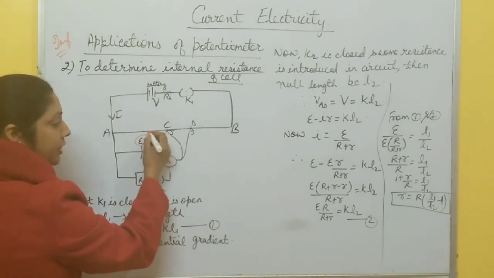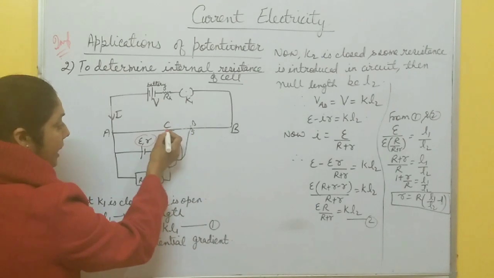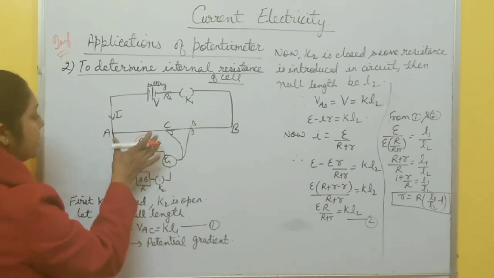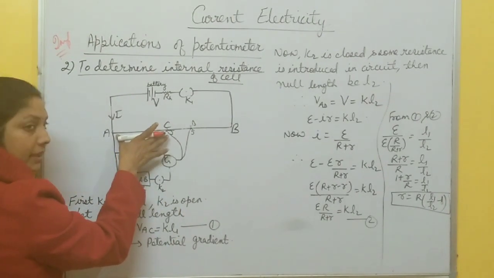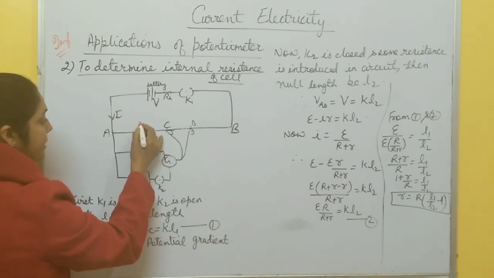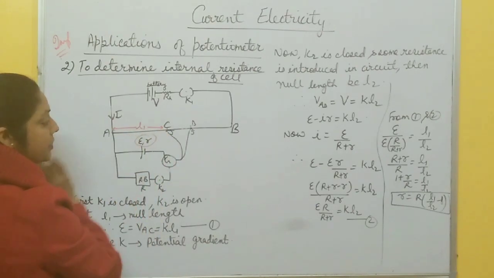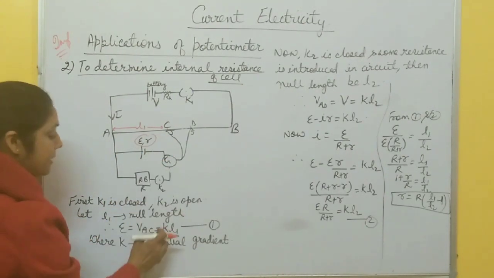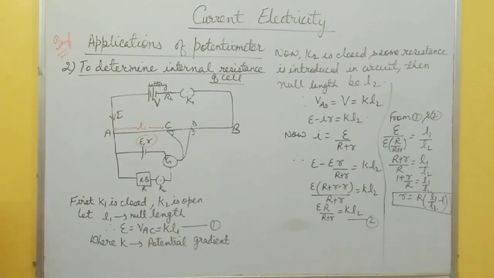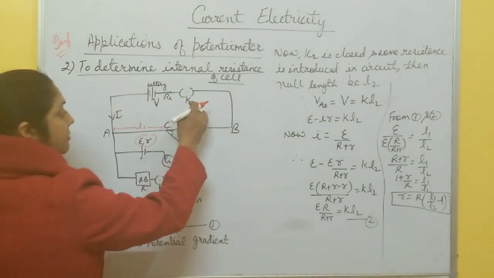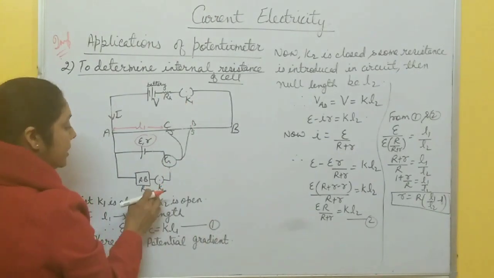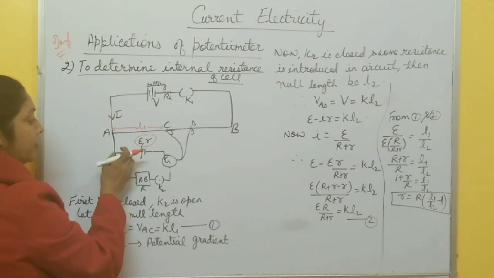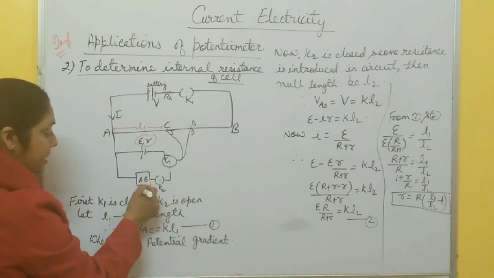Now move the jockey over this potentiometer wire, and let us suppose that at point C the galvanometer shows no deflection. Let us suppose this length AC is L1, where the galvanometer shows no deflection. So the potential difference across AC is nothing but the EMF of this cell, and this is equal to KL1, equation number 1. Now another time, K1 is already closed, and K2 is also closed, so that some amount of current also flows through this resistance box.